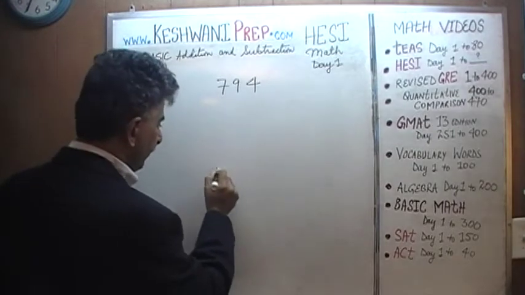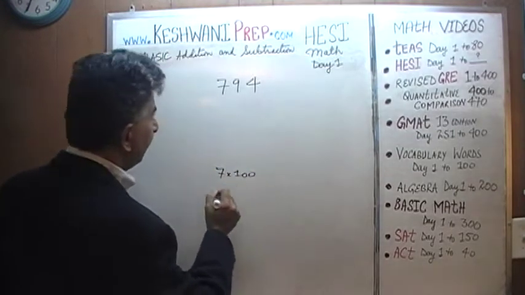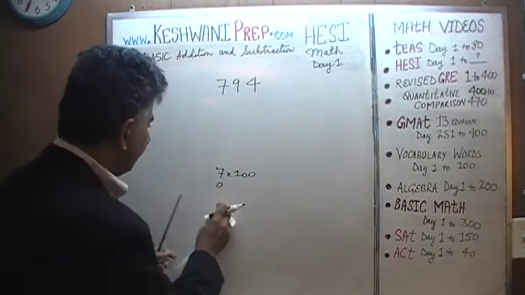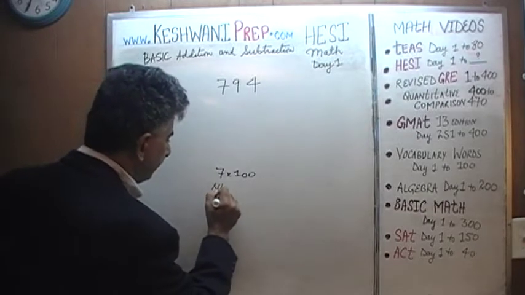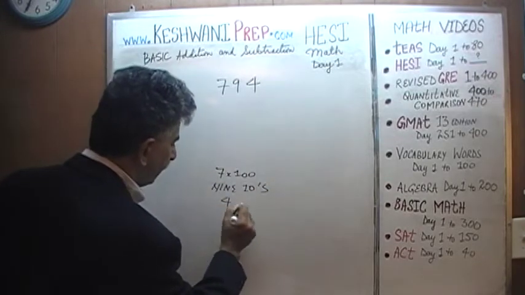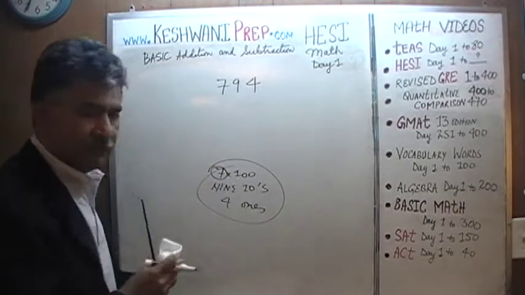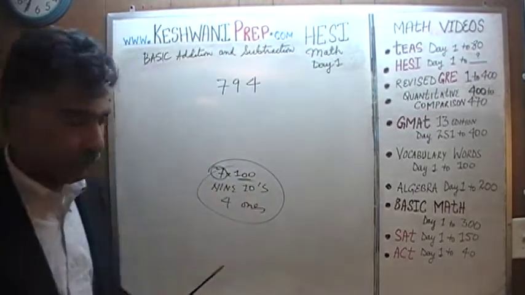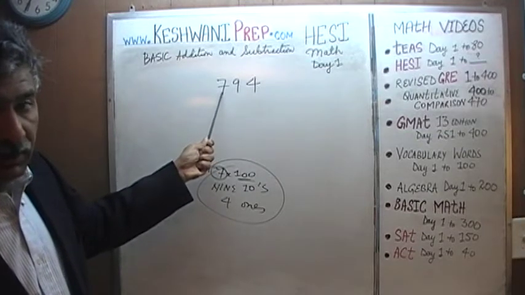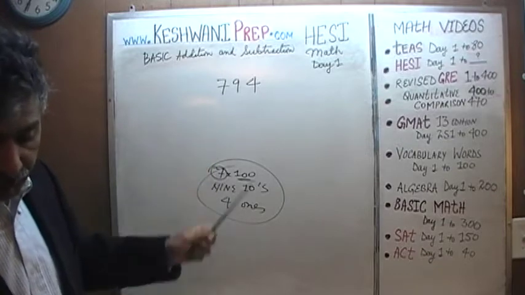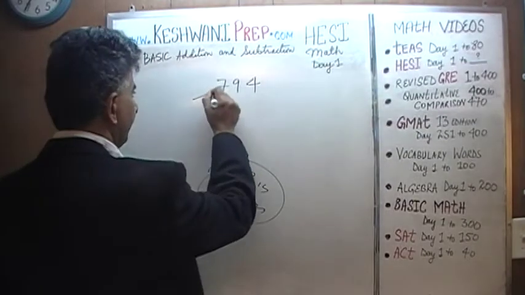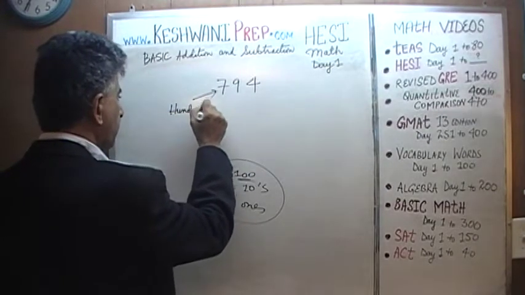794 is so called because it's made up of 7 hundreds. 90 tells us that we have 9 tens. And we have four ones. 7 hundreds, that's probably why it's called 700. In 794, that digit that tells us how many hundreds we have is simply called the hundreds digit. Logically, obviously, it's called hundreds digit.